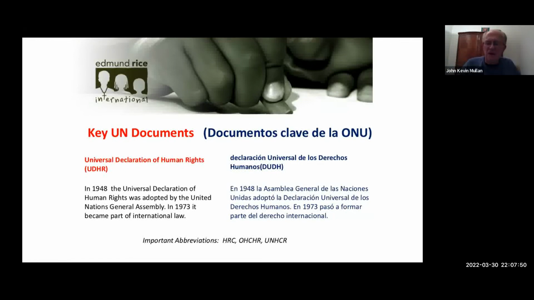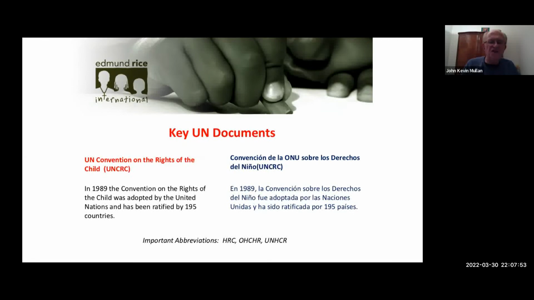And the second document then that's of interest is the Convention on the Rights of the Child. The United Nations has got a number of conventions, and one of them is focused particularly on children. This came about in 1989, and it has been ratified by 195 countries. It's the convention that's the most ratified of all conventions. Some other conventions have only been ratified by a smaller number of countries, but the Convention on the Rights of the Child has been ratified by practically every country, all 195.